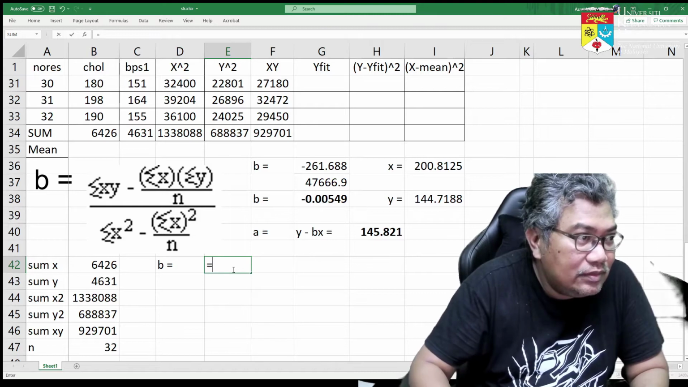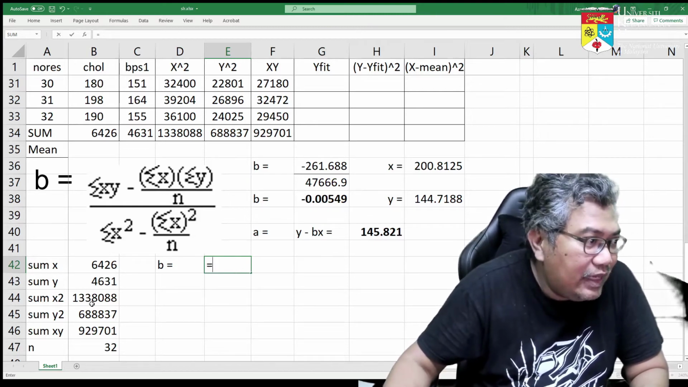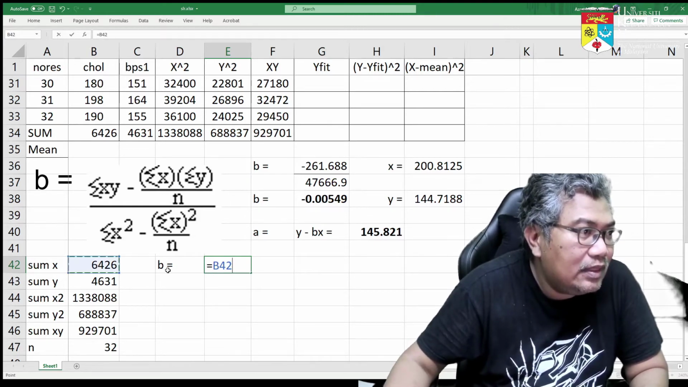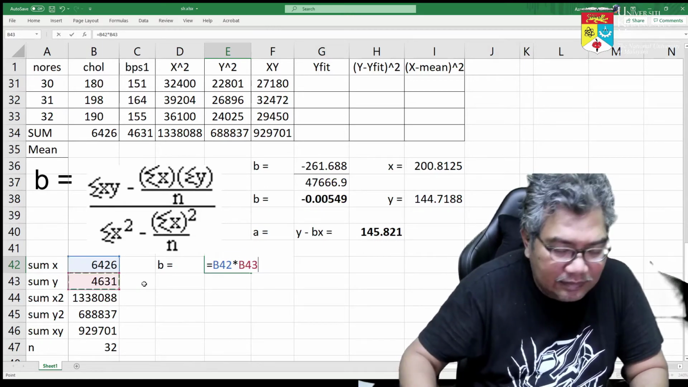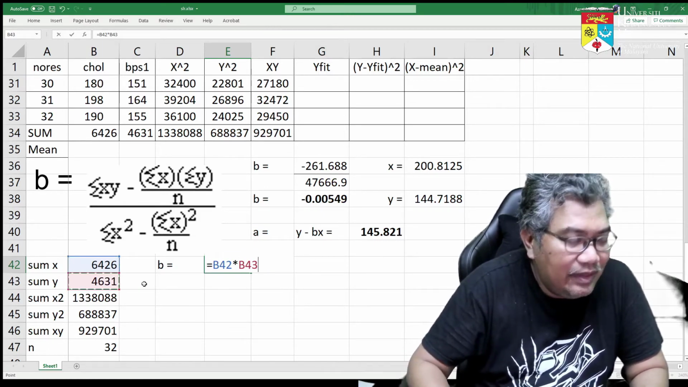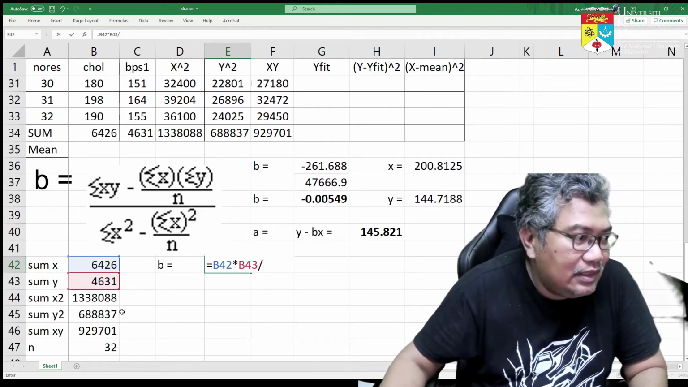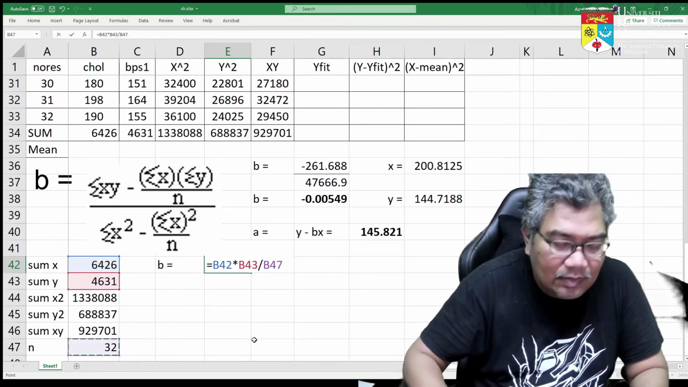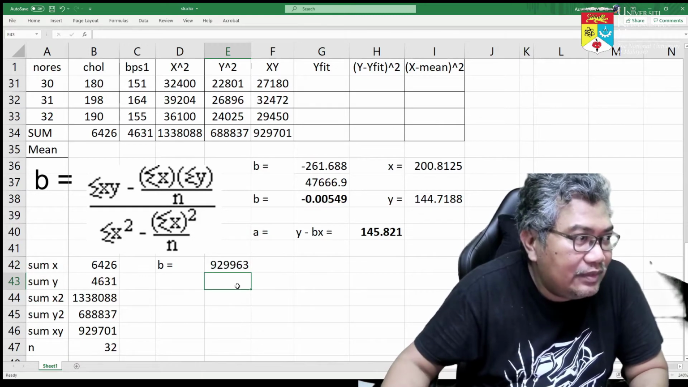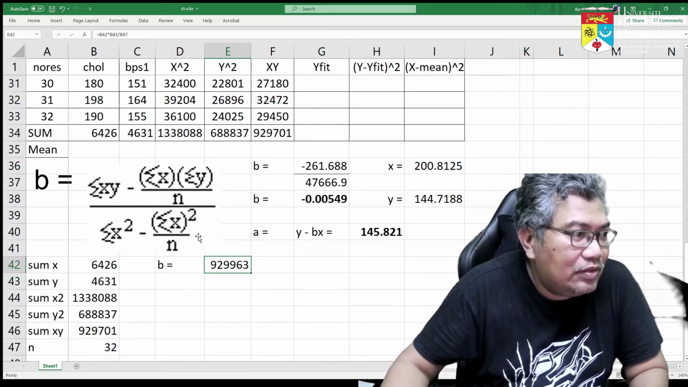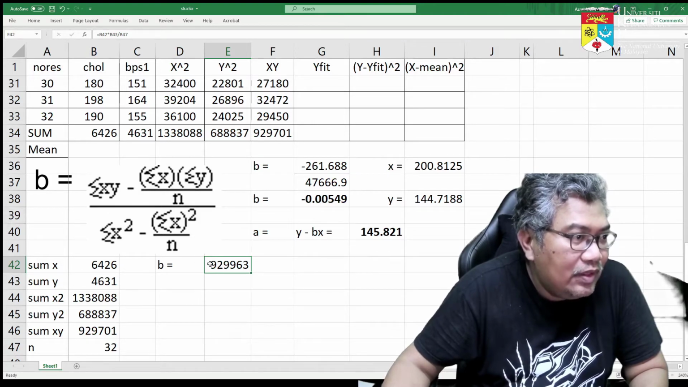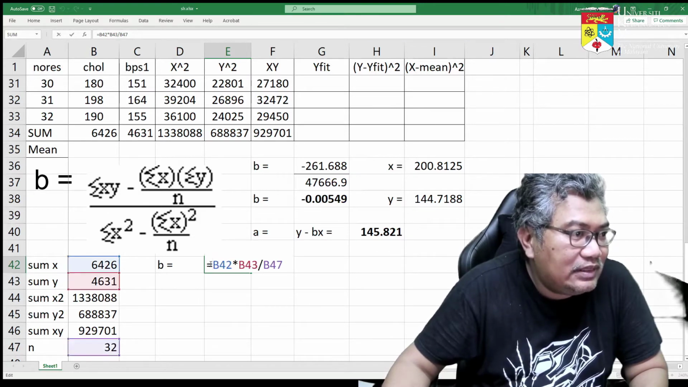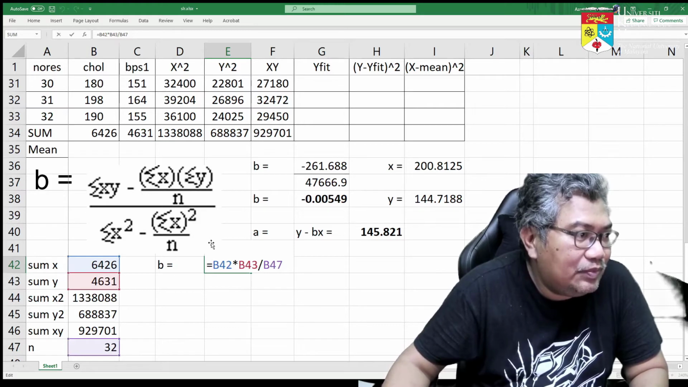Sum of x multiplied with the sum of y, then divide by n, so divide by 32. Okay, so we got part of it. Now to complete the top part, we have the sum of xy minus that value. So for that, we just put in the formula.